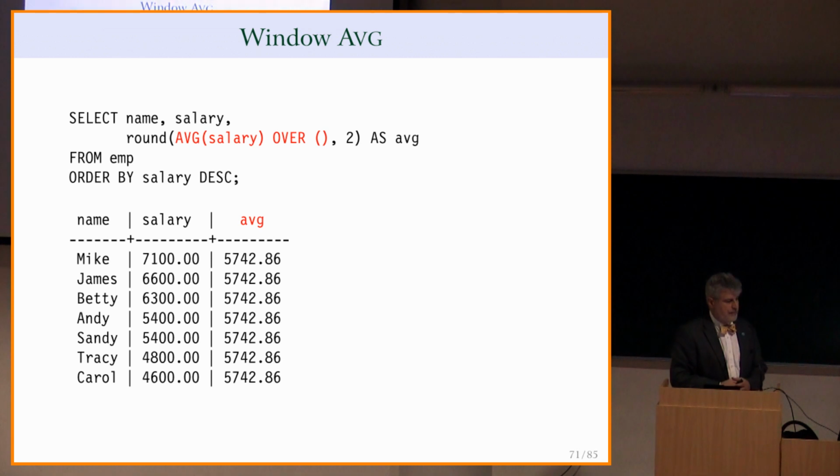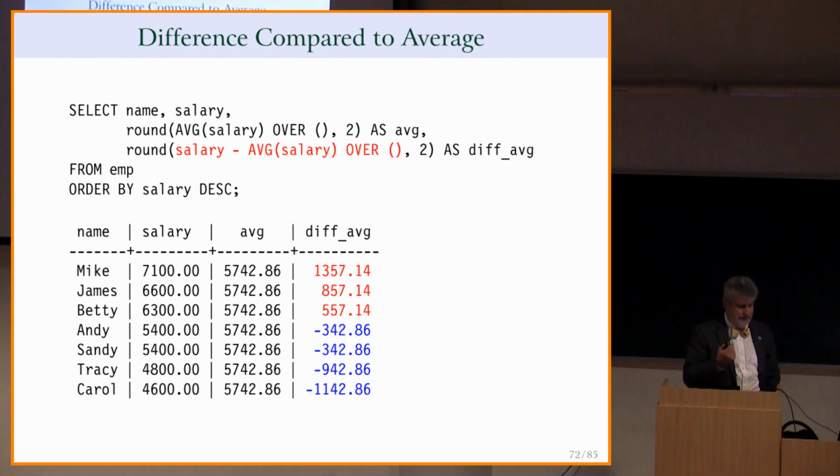Here's another one. This, again, looks pretty trivial. I have my name, I have the person's salary, and then I have the average of all of the salaries, right? Doesn't seem very useful. It's the same number in every row. But what if I do this?